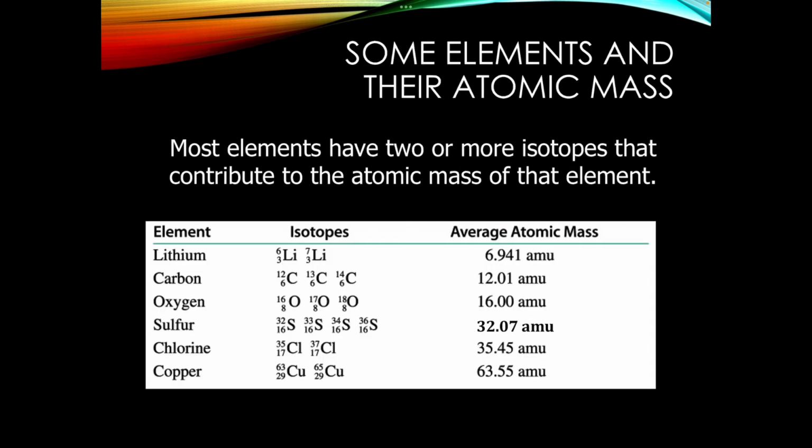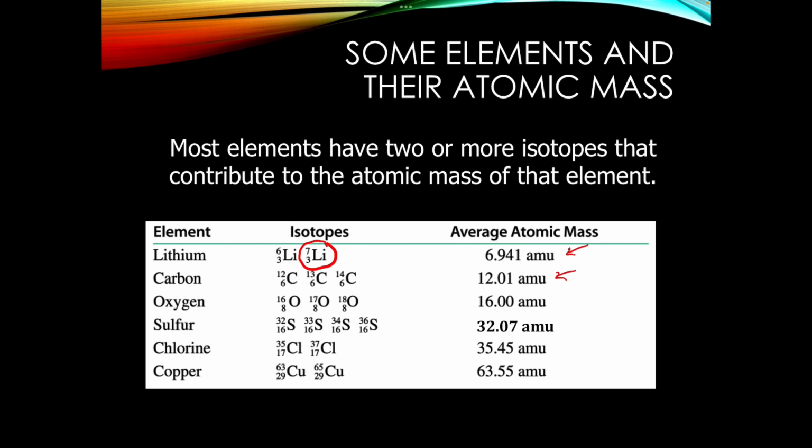All right, so like I said, most elements are going to have two or more isotopes that contribute to the atomic mass of that element. So lithium has lithium-6 and lithium-7. Do you see that this atomic mass is closer to 7 than it is to 6? That means the isotope with the mass of 7 is more abundant. It's more commonly found in nature because our atomic mass is closer to 7.